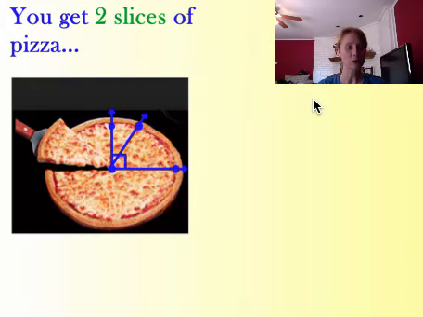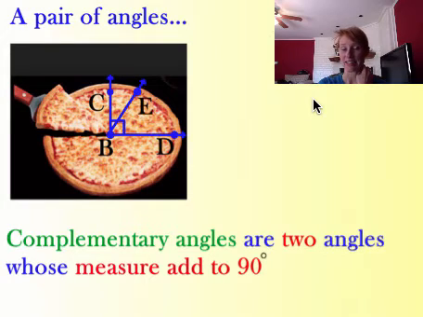So you still get 2 slices of pizza, but this time your slices add up to a smaller amount. If we represent these slices as angles again, we see that the angles add up to a special amount, namely 90 degrees. We can see this by the 90-degree symbol, the perpendicular symbol here. So when we have 2 angles that add up to 90, we call them complementary angles. So complementary angles are 2 angles whose measures add up to 90 degrees.